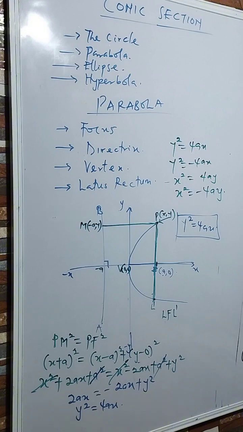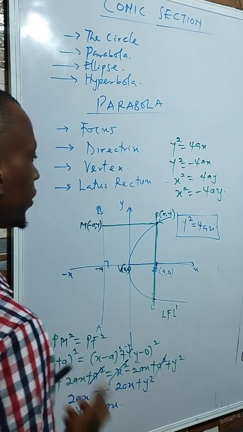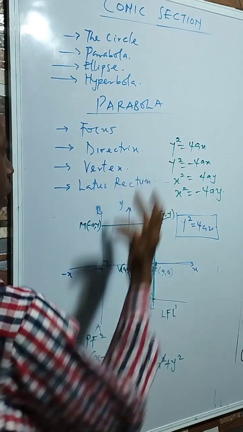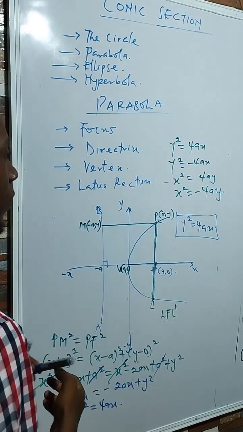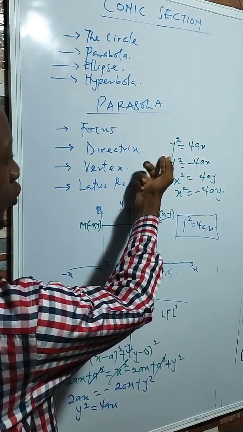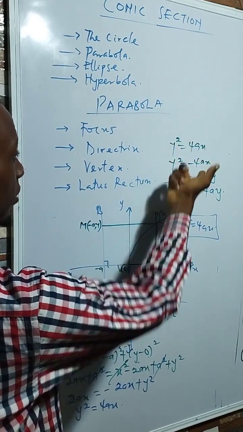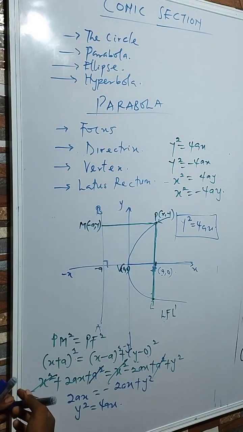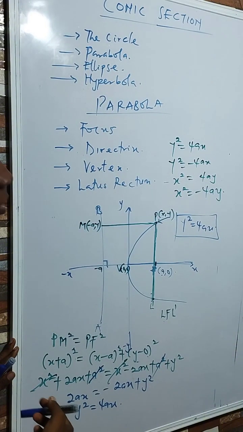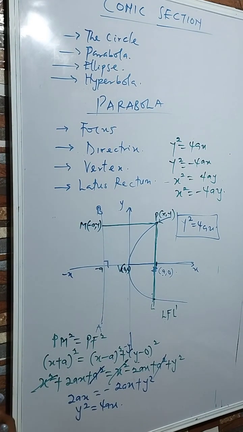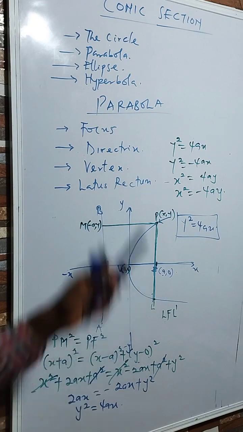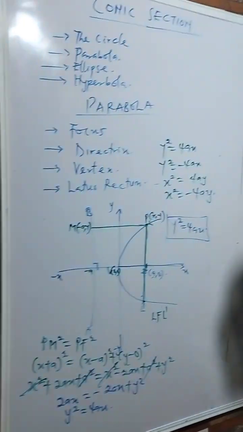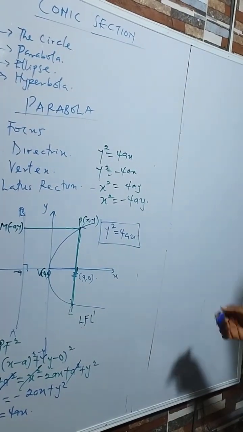So now, like I said earlier, I want to also show the other forms of this particular parabola. I have just shown you y squared equals 4ax. Now let me show you the other form, which is y squared equals minus 4ax. To what direction is the parabola going to be facing? Now let's follow me to this other part of the board where I will be showing you exactly this.